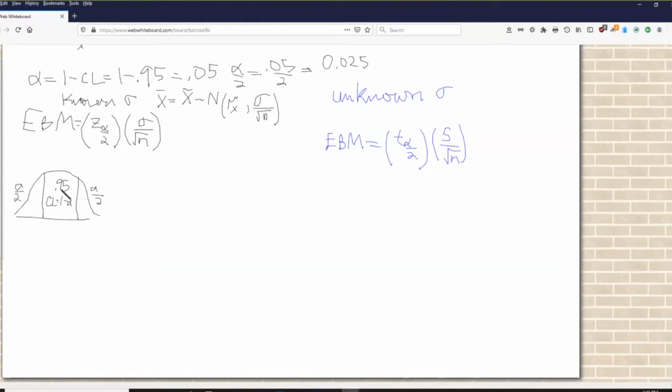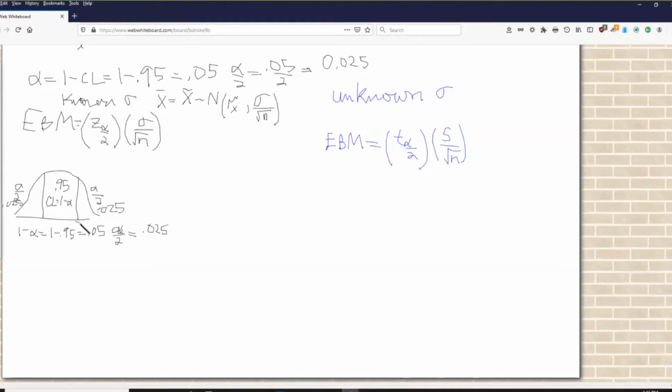So once again, if I've got 95% on the inside, 1 minus alpha, if I have 0.95, that's going to give me 0.05. Then if I divide that by 2, that's going to give me 0.025. So I've got 0.025 on this side and 0.025 on that side, and that's these blank spaces.